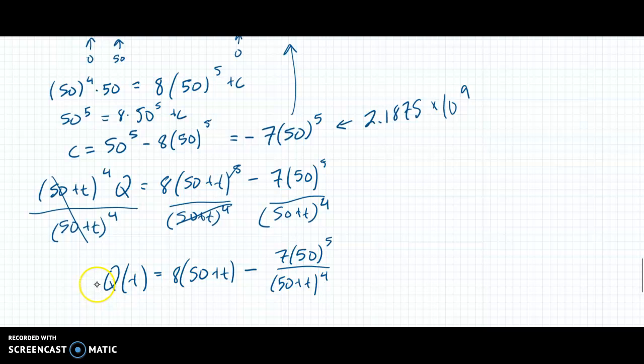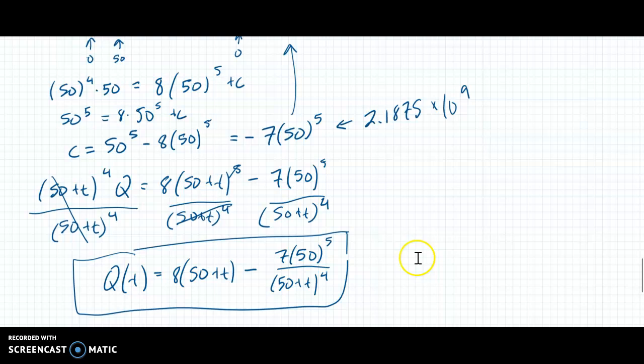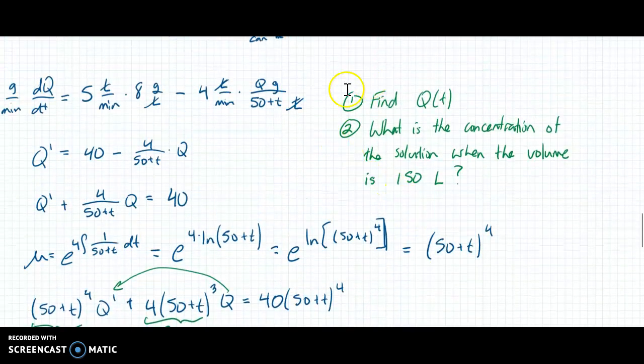Boom. I got my Q. Boom. All right, now that's my answer to question 1. Next one: what is the concentration of the solution when the volume is 150? So I'm going to pause for a moment and move some things down.